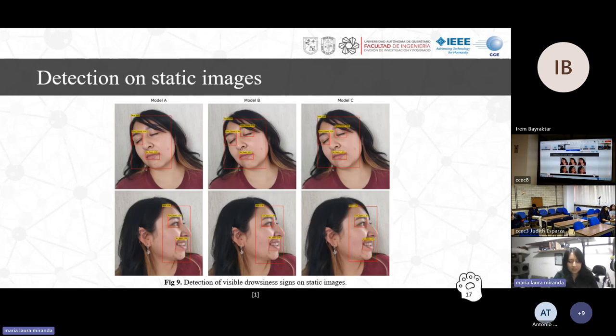Now, for detection on static images, it is important to know that the training was conducted with a dataset that included 8 different individuals, distinct from the 3 subjects we used in this part for the testing. This approach achieved effective performance in static images. Specifically, models B and C demonstrated strong face detection capabilities, with model C performing particularly well in detecting closed eyes. Additionally, models A and C were effective in yawning detection, as you can see in the illustration and the figure.